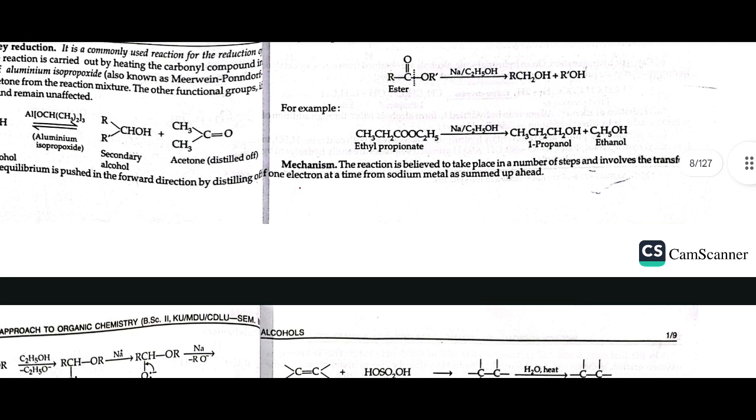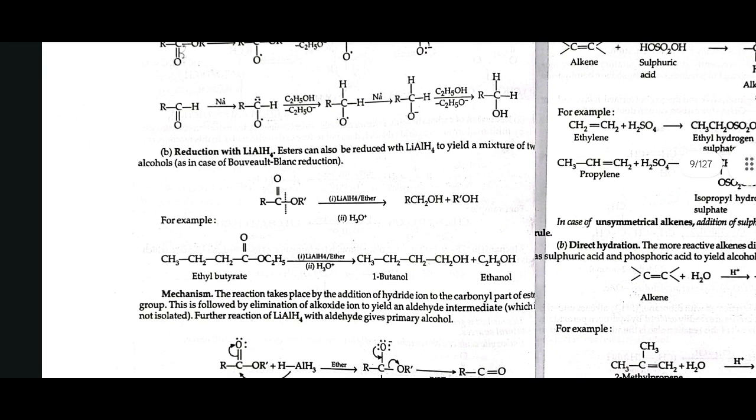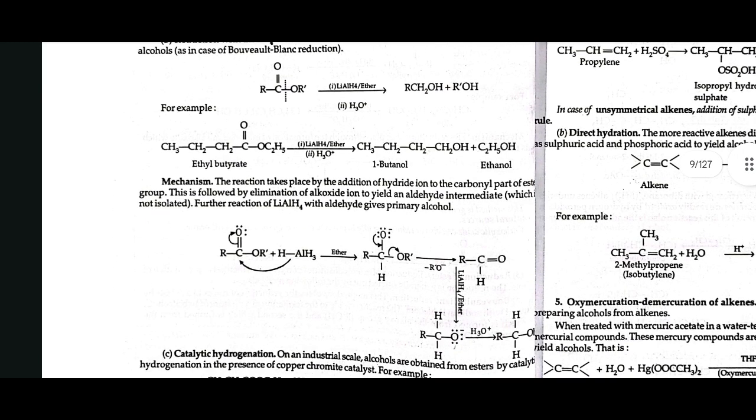Mechanism. The reaction is believed to take place in a number of steps and involves the transfer of one electron at a time from sodium metal as summed up ahead. Second, reduction with LiAlH4. Esters can be reduced with LiAlH4 to yield a mixture of two alcohols, as in the case of Bouveault-Blanc reduction. Mechanism. The reaction takes place by the addition of hydride ion to the carbonyl part of the ester group. This is followed by elimination of alkoxide ion to yield an aldehyde intermediate which is not isolated. Further reaction of LiAlH4 with the aldehyde group gives a primary alcohol.